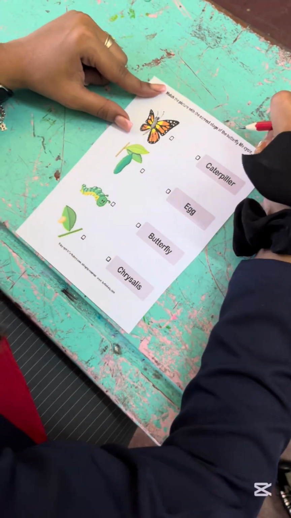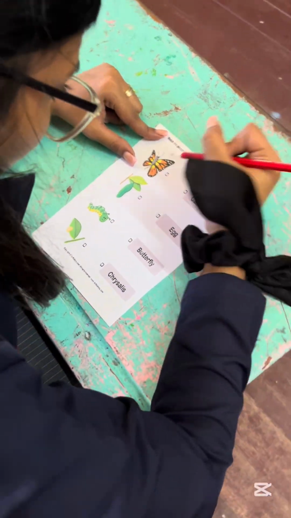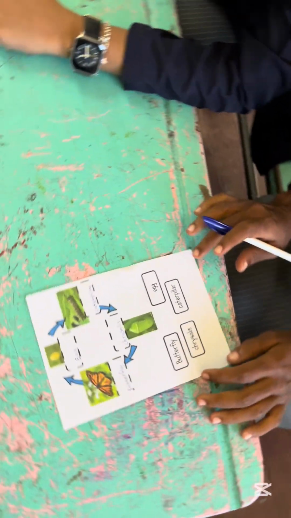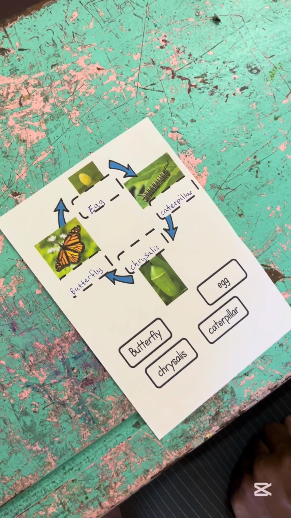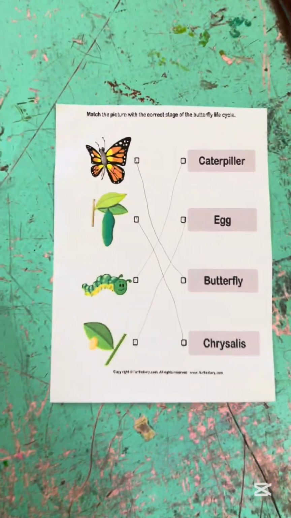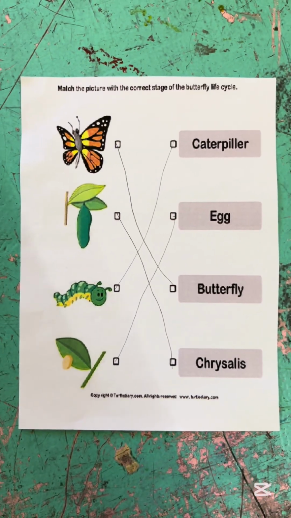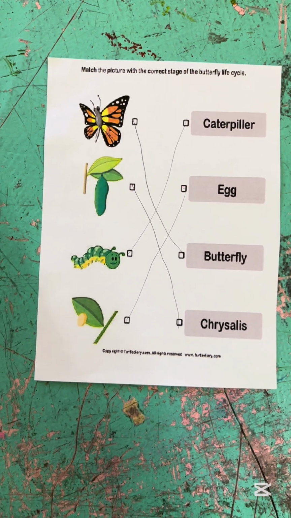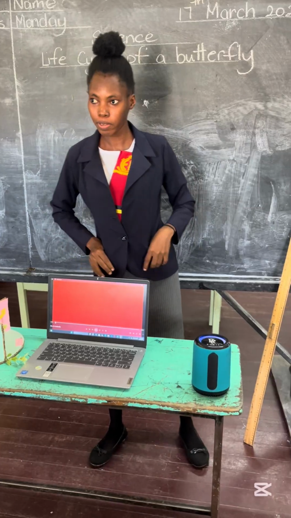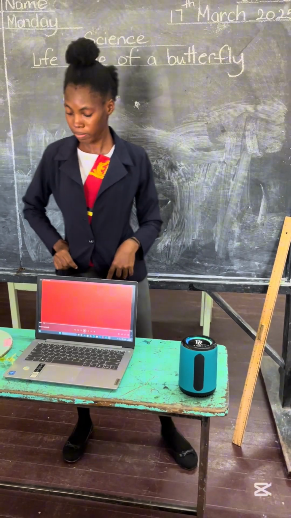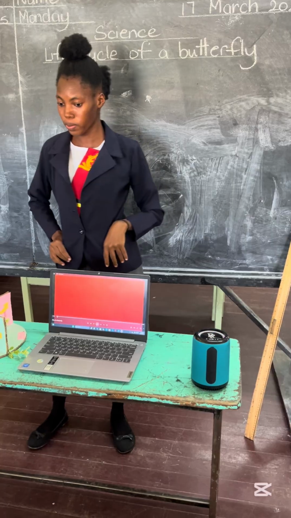Thank you. Butterfly. Oh. Let me see. Very good. This is lovely. Miss, I done. Let me check. Good. That is correct. Class, now to recap what we have learned, I will ask you a few questions.